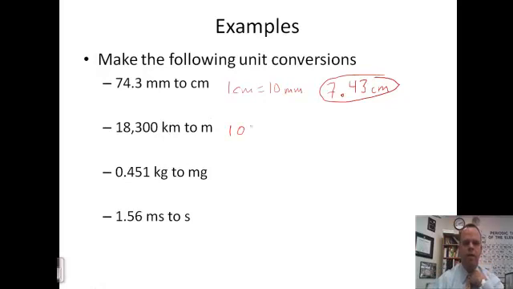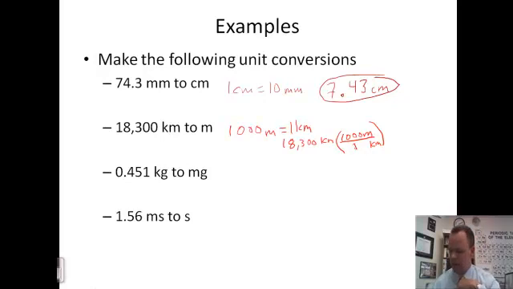The next one we want to look at is 18,300 kilometers to meters. The base conversion here, there are 1,000 meters per kilometer. The easiest way, if you want to write this out to make sure you're doing it correctly, is to write the original number. We want to divide by kilometers. We want to get meters. So we'll do 1,000 over 1. 18,300 times 1,000, and we get 18,300,000 meters.